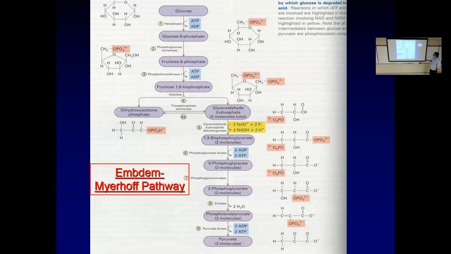Then we're going to move down and start pulling off the ATP that we hooked on here. We're going to make 2 ATP at this step. We're going to get down here and pull off 2 more phosphates. So we will have made 4.